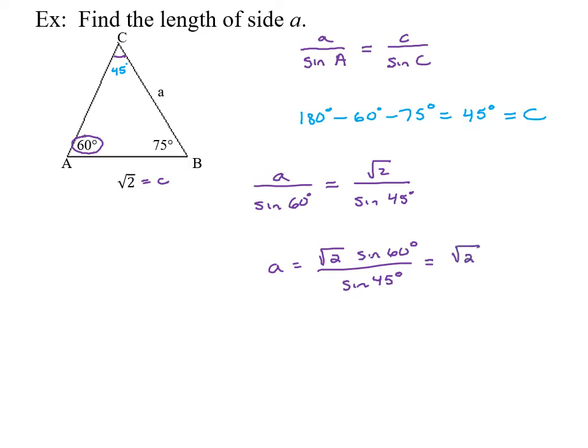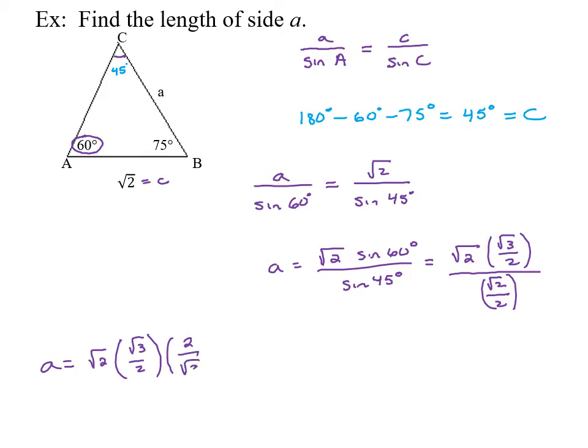Sine of 60 degrees is the square root of 3 over 2. That's your y value at 60 degrees. Sine of 45 is root 2 over 2. So I could say that A is root 2 times root 3 over 2 times 2 over root 2. If you flip the fraction over on the bottom and multiply it, you'll have 2 over root 2.